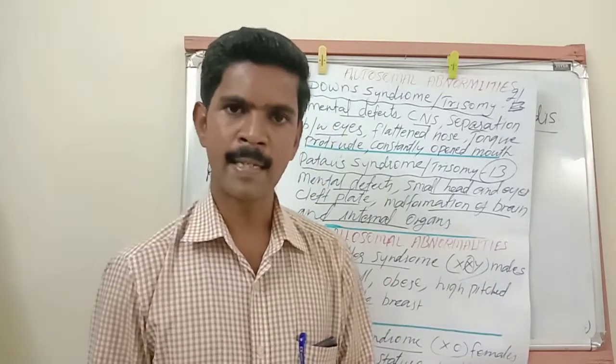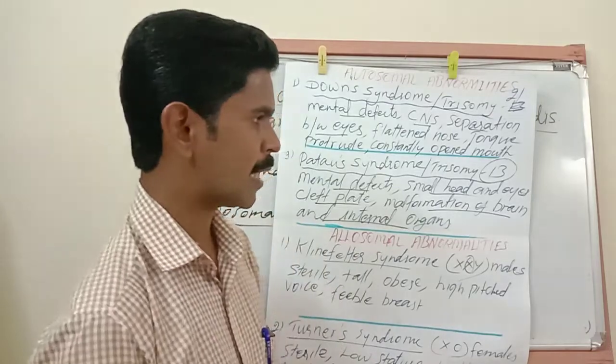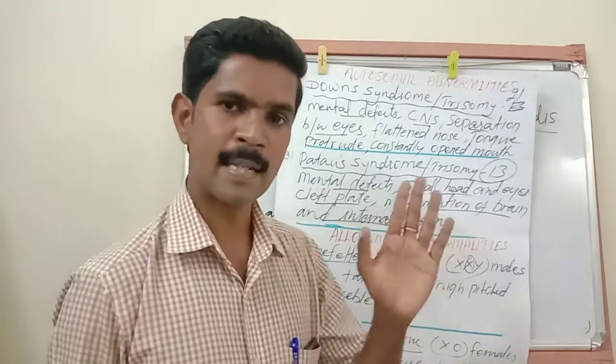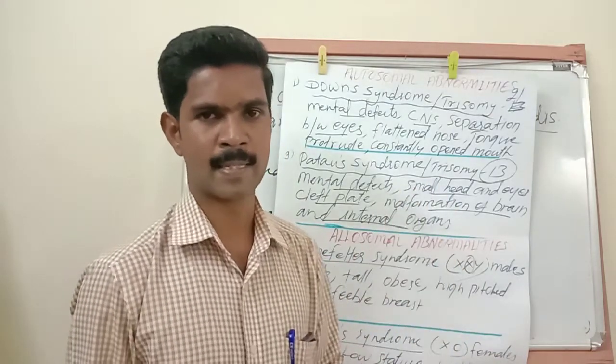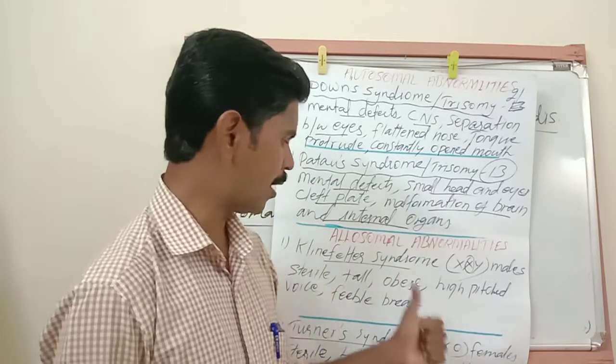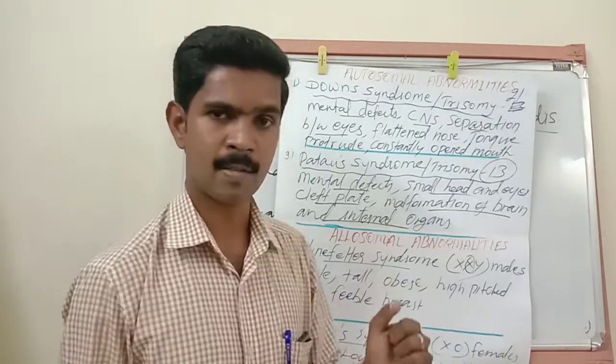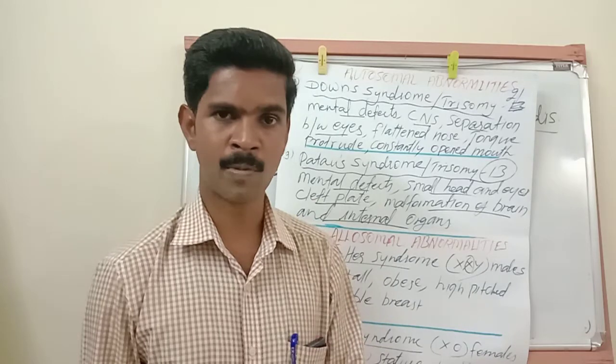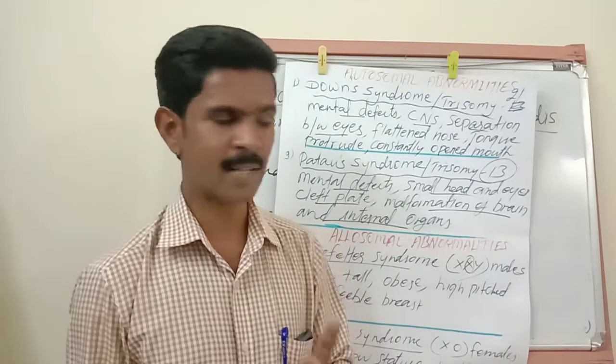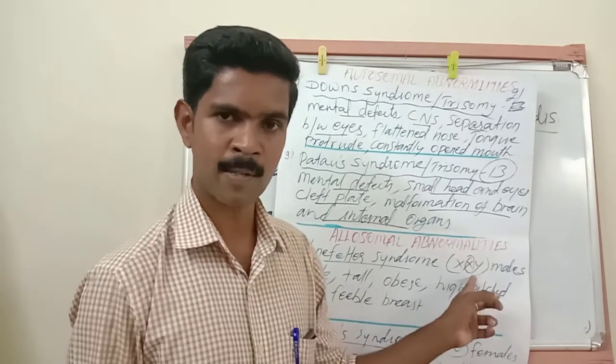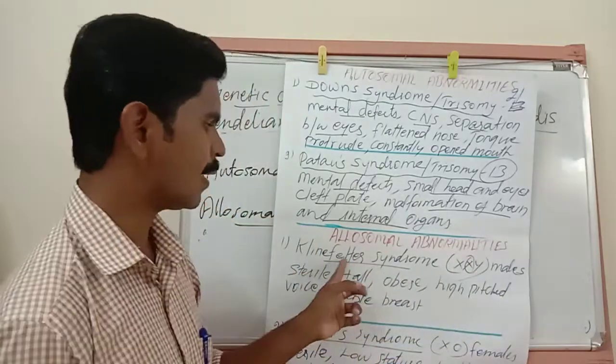One more additional X chromosome is there. Listen very carefully. Normally 46 chromosomes are there in male cells. But if anyone is affected with Klinefelter syndrome, instead of 46 chromosomes, 47 chromosomes are there, because one additional X chromosome is also there. So this syndrome is called Klinefelter syndrome.